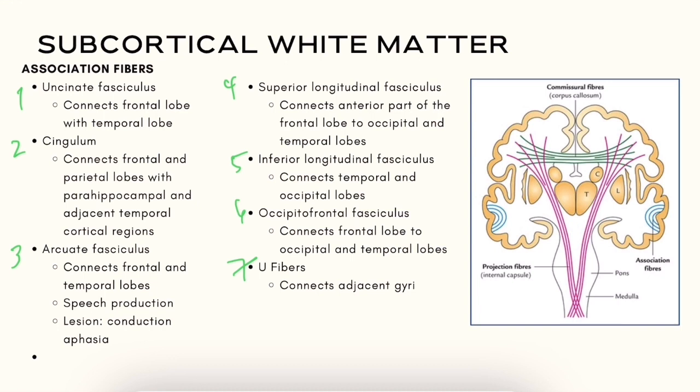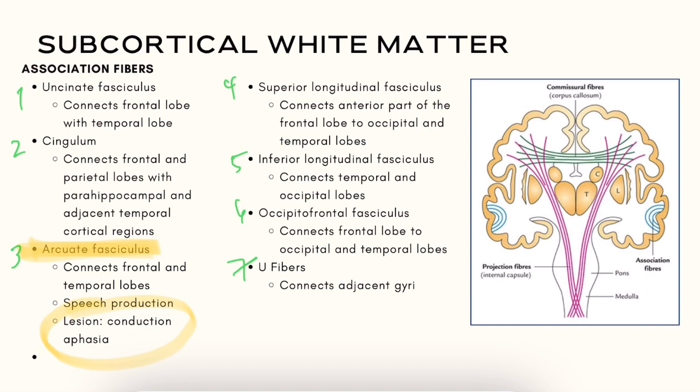So our uncinate fasciculus, this connects the frontal lobe with the temporal lobe. Okay. Next, our cingulum, this connects the frontal and parietal lobes with the parahippocampal and adjacent temporal cortical regions. Next, we have our arcuate fasciculus that connects the frontal and temporal lobes. Okay, almost the same as your uncinate fasciculus. Now, this is important, give emphasis here. This is important for speech production. So, if we get a lesion here, you could get conduction aphasia.